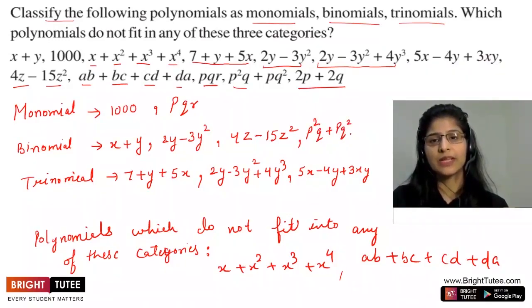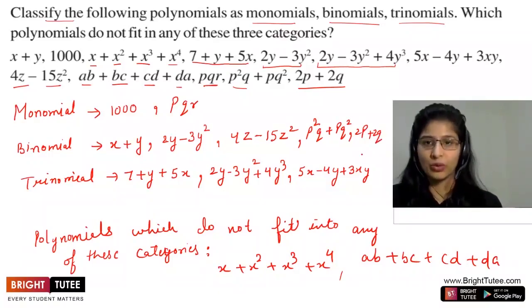And the last one is 2P plus 2Q. This is also using 2 terms. So this is a binomial. Is that clear? This is how we classify the given polynomials in different categories. Let's move to the next question now.